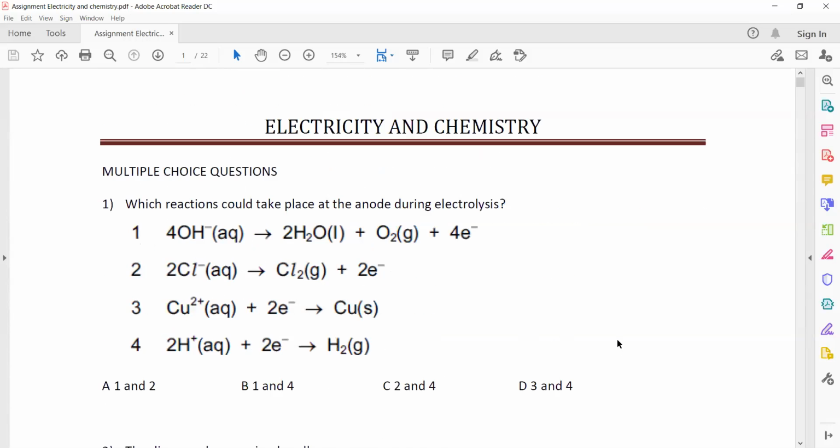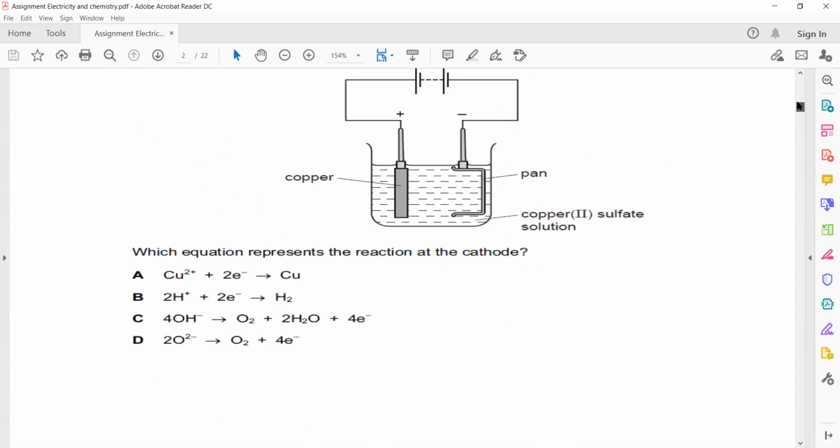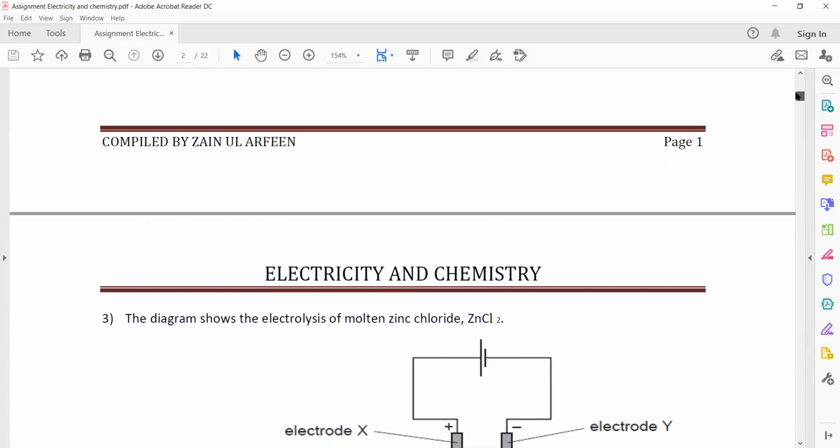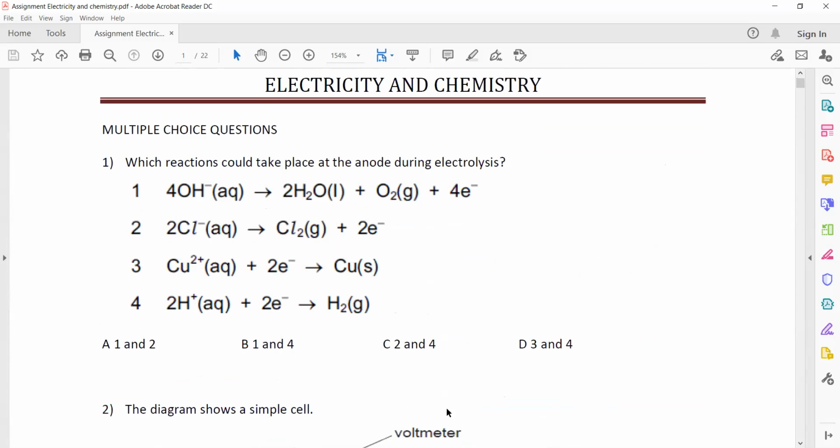Okay, questions related to electricity and chemistry. The first question: which reaction could take place at the anode during electrolysis?